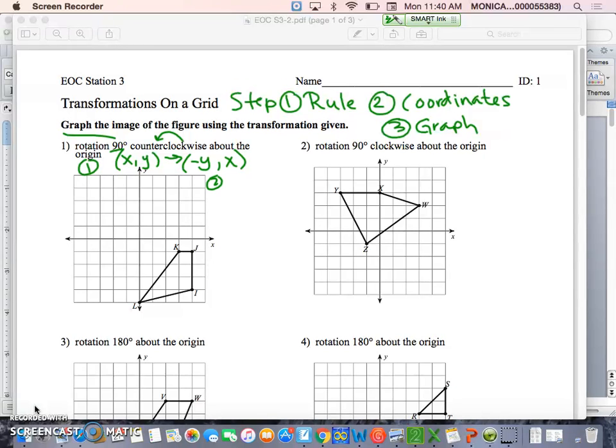Step 2 is to figure out my coordinates. So I'm going to start with j. So j is at 4, -1. So I'm going to flip-flop them, -1, 4, and then the y, or the first one's going to become opposite. This one here. And then I'm going to graph it. So j prime is at 1, 4.